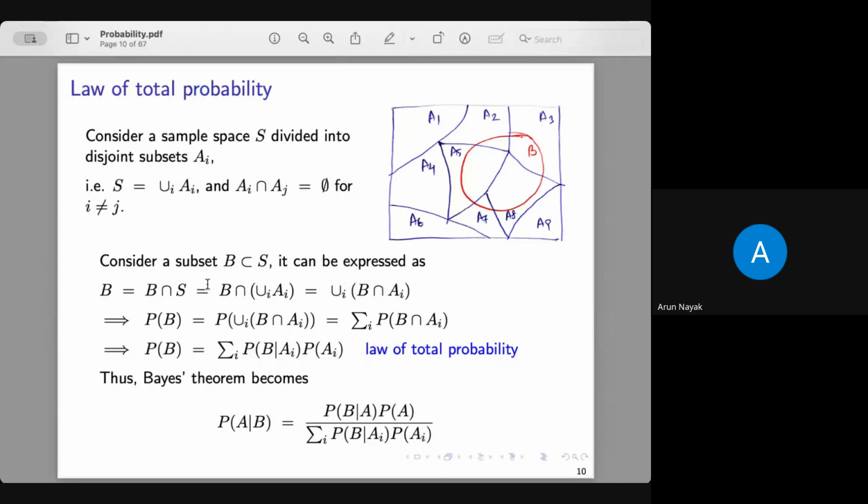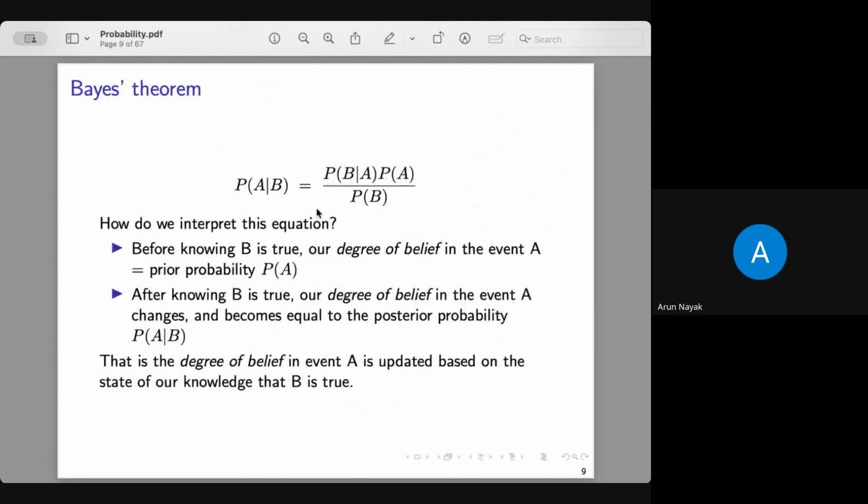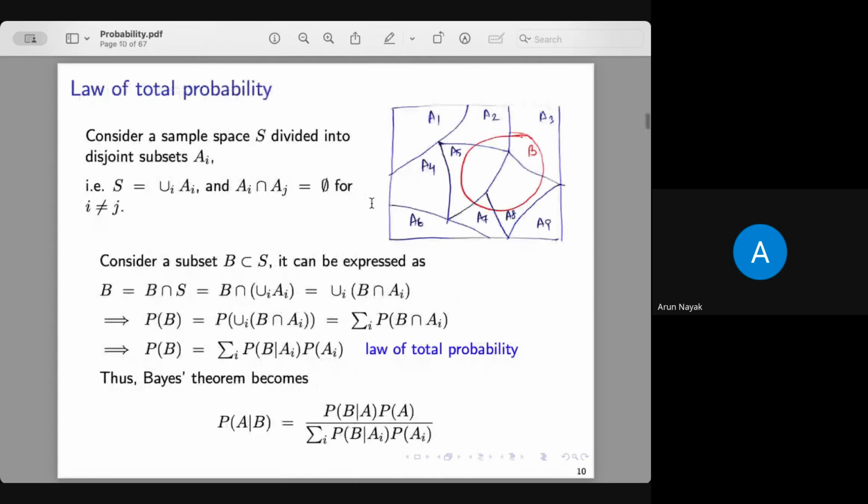Then you can rewrite the Bayes theorem. Earlier we wrote that in the denominator we had probability of B. Now we can write the probability of B as the sum over probability of B given A_i times probability of A_i. So here this A can be any other set A or one of the A_i.